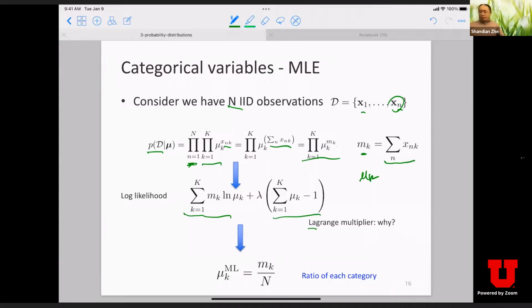Then the remaining step is just to take the gradient with respect to each mu k and set the gradient to 0. And you see that the maximum likelihood estimation of each mu k is simply mk over n. So mk is what? Mk is the total number of times class k shows up in the data, and n is the total number of examples. It's actually the ratio of each category k observed in the data.